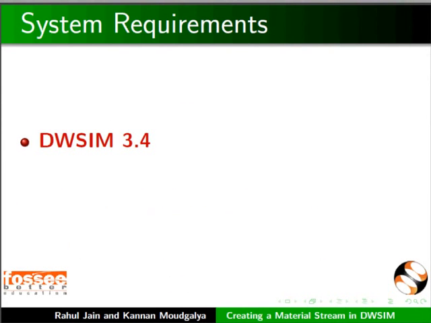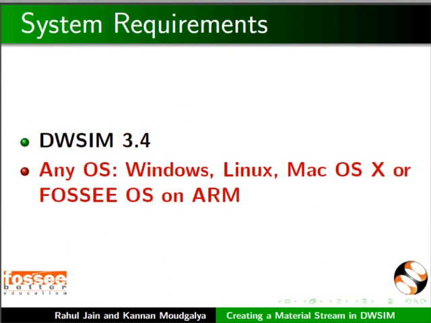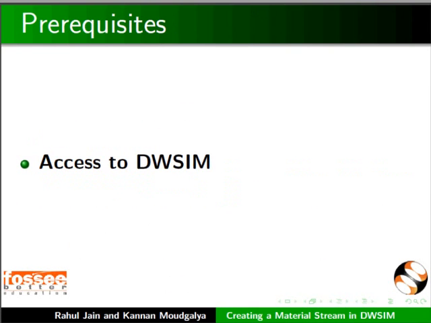To record this tutorial, I am using DWSIM 3.4 Windows version, but this process is identical in Linux, Mac OS X and FOSSEE on ARM. To practice this tutorial, you should have access to DWSIM. Let us start with creating a new steady-state simulation.